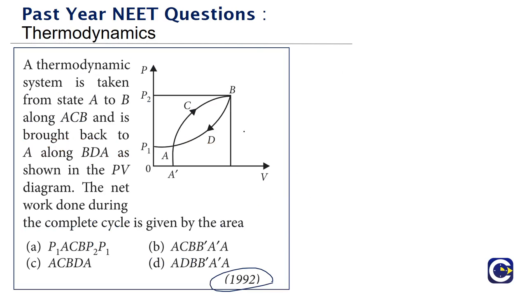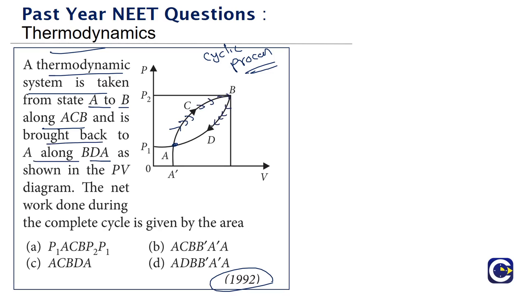It's a straightforward question based on the cyclic process. A thermodynamic system is taken from state A to B along the ACB path, and is brought back along the path BDA. Cyclic: ACB and then BDA. The net work done during the complete cycle is given by the area. Already in one of the previous videos also we have talked about it.